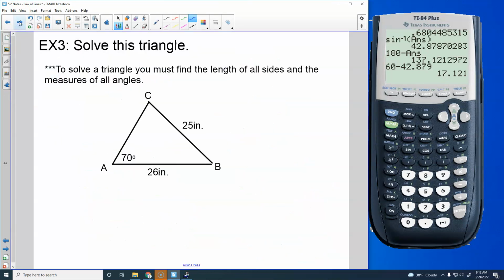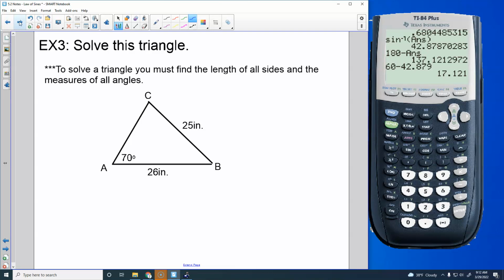Alright, so let's look at this problem. This one asks us to solve the triangle. I did redo the worksheet from what I usually give you, I do not like solving triangles, because to solve a triangle means that you must find the length of all sides and the measures of all angles. So it means it's really like 3 problems in one that you have to do. And if you get an ambiguous case problem, on top of it being law of sines, then it's going to be like 6 problems in one.